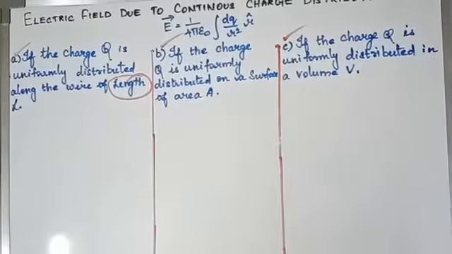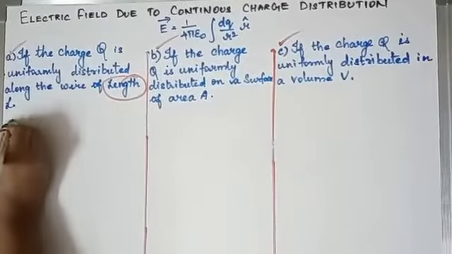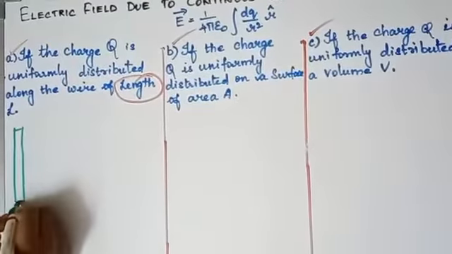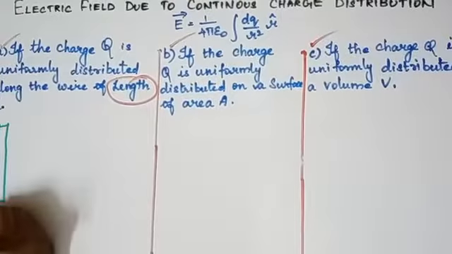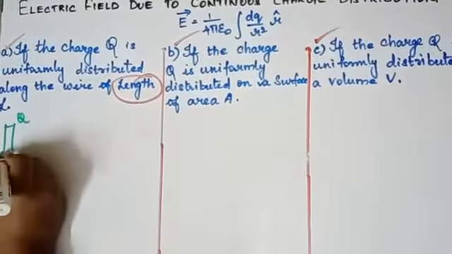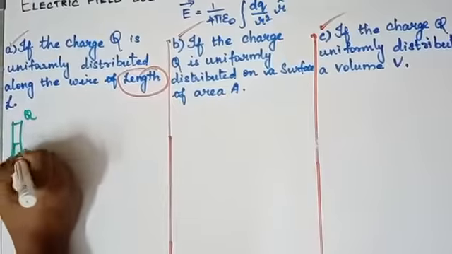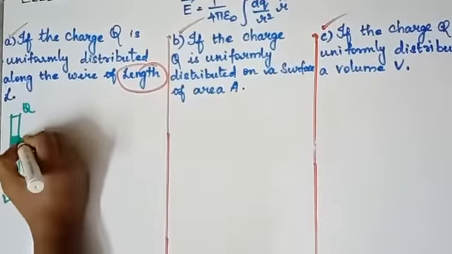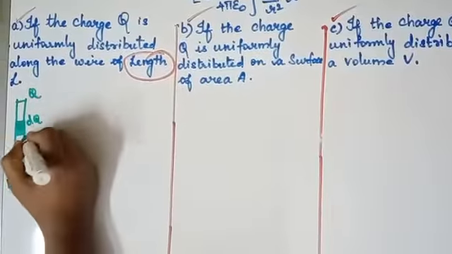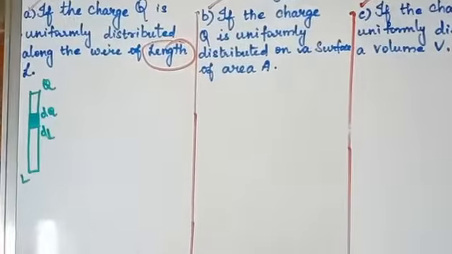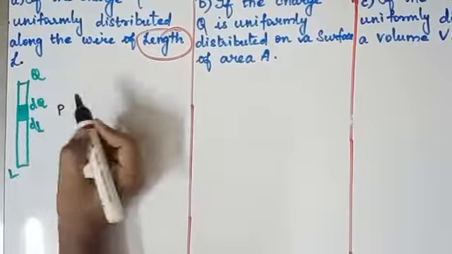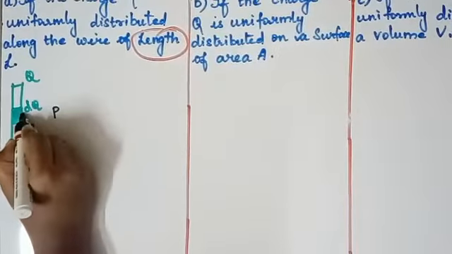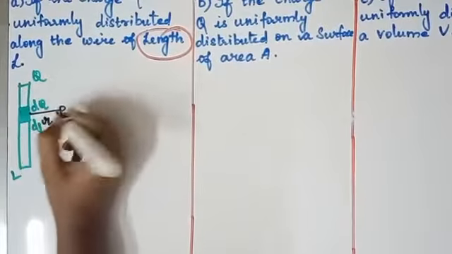So now let us discuss the first case. Consider this as the length of the wire with the charge Q. And let us take a small element so that we can find the accurate value. Let the charge of this small element be dq and the length of this small element be dl, from a point P, and the distance between the charge and the point P is r.